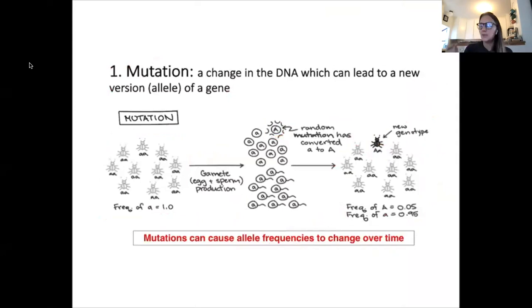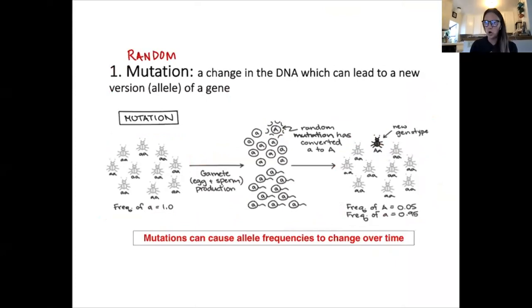All right, so the first one is mutation. Mutation is a change in the DNA that can lead to a new version of a gene, or a new allele, all right? And usually, well, always, we are talking about random mutation. That is often a result of, for example, normal DNA replication having an error, and you might get a random mutation in that regard. You might have an environmental factor that causes a random mutation, all right? But again, if that random mutation is going to be heritable, it must be in the gametes.